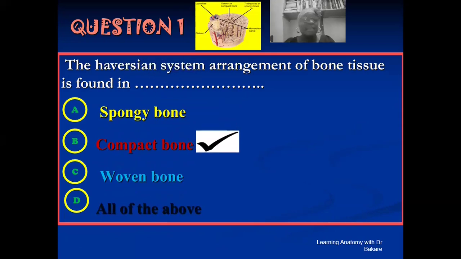We've tried to describe this in our bone tissue lecture. If not, check that lecture out, please kindly go and do so. This is a concentric arrangement of bone tissue that is referred to as the osteons or the Haversian system. And this is the correct option.